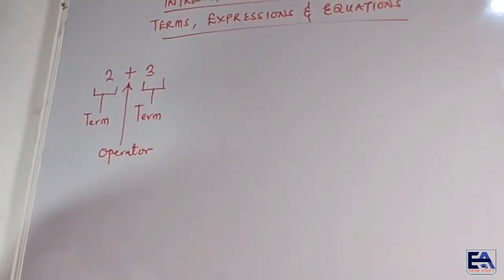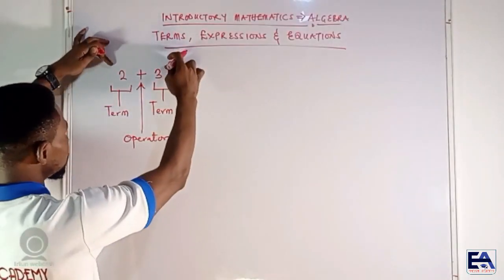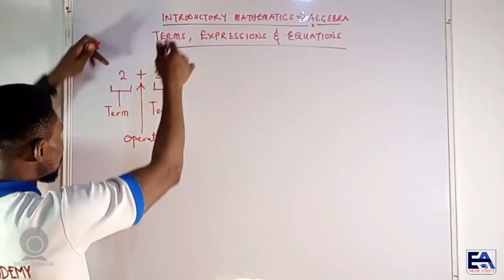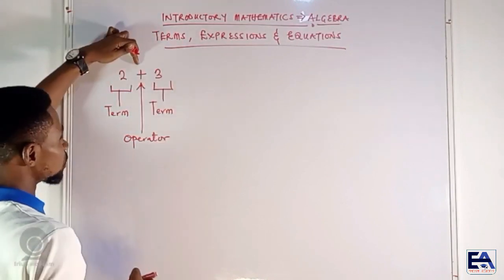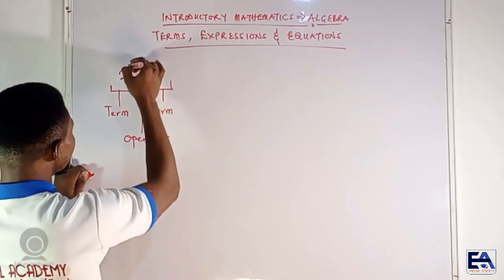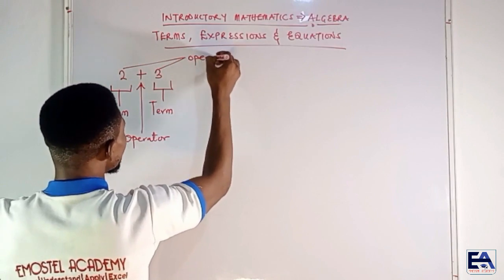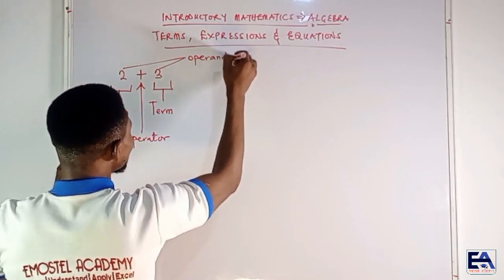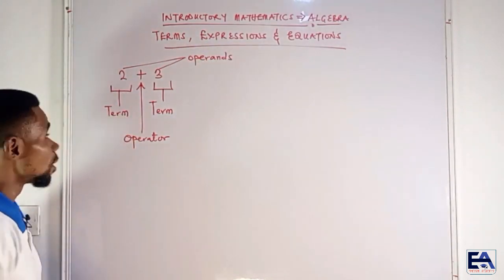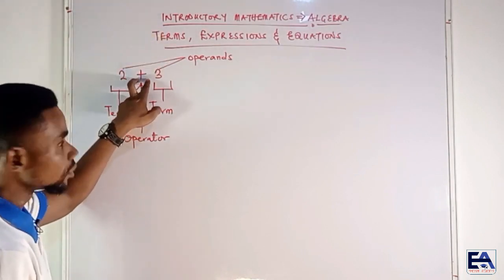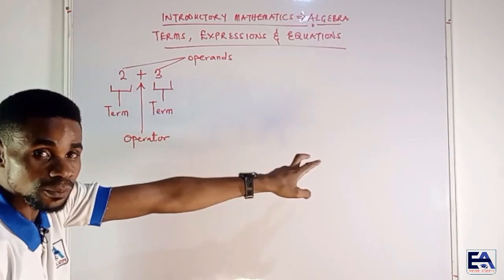Operator. All right? Each of these terms that stays around or hangs around the operator, you can call them operands. Operands. O-P-E-R-A-N-D-S. They are called operands. Operands work around an operator to give us a value.